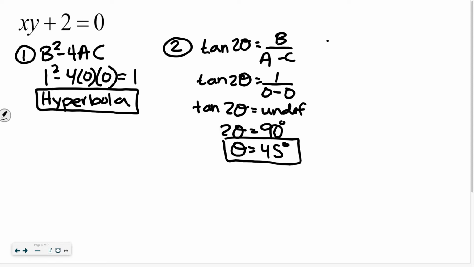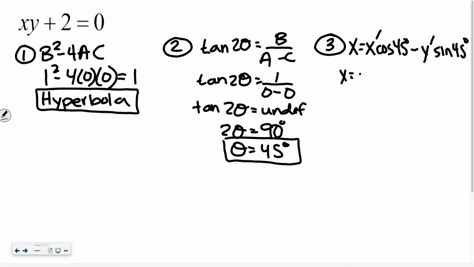Okay, and then step 3, we know the shape, we know the angle of rotation. Let's find our new x and y's. So x we said was x prime cosine the angle minus y prime sine the angle. And what do you know about cosine and sine of 45 degrees? They are both radical 2's over 2's, right? So this one will be pretty easy. X equals square root 2 over 2 x prime minus square root 2 over 2 y prime. So that's my new x.